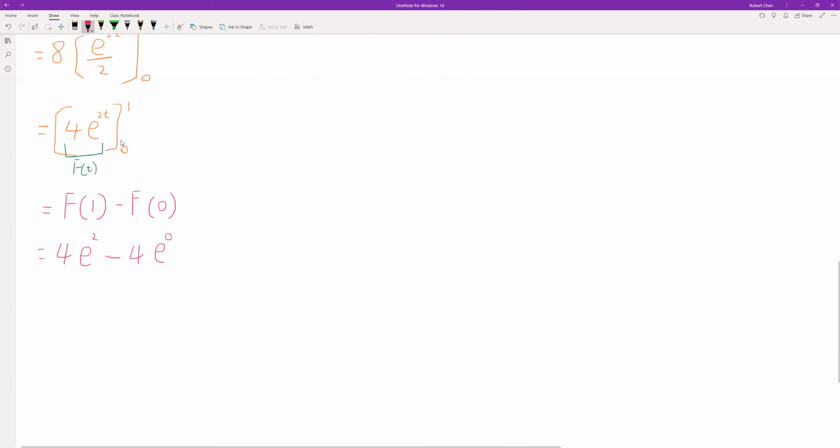Now, e to the power of 0 is just 1, right? So we are really writing minus 4, since 4 times 1 is 4. And that's our final answer. Now, if you want, you can factor out the 4, and whatever is left will be in the parentheses. That will be e squared minus 1. A little nicer representation, but both of these will be fine.